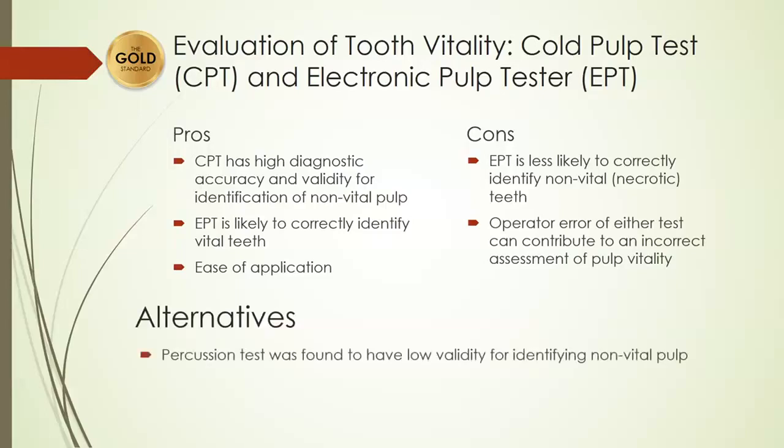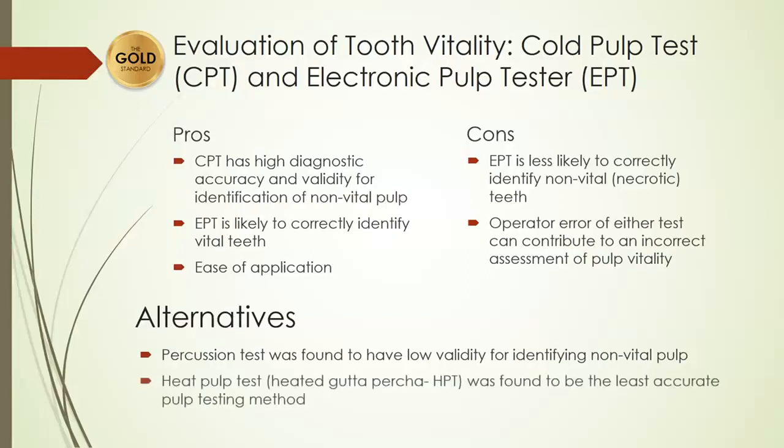Though several schools reported teaching percussion as a method for identifying non-vital pulp, this was found to have low validity. And in spite of the frequency of heat pulp testing in dental curricula, it was found to be the least accurate pulp testing method.